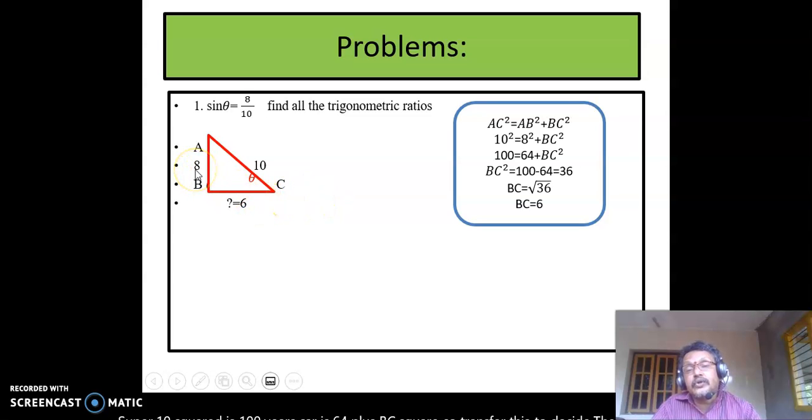So 8 squared plus 6 squared, you will get 100. So that is 10 squared. These are called Pythagorean triplets. This only forms a right angle triangle.